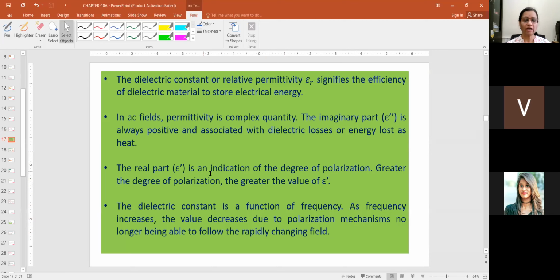Okay, so now what I will write for you is the dielectric constant. What is dielectric constant? Dielectric constant is epsilon r.